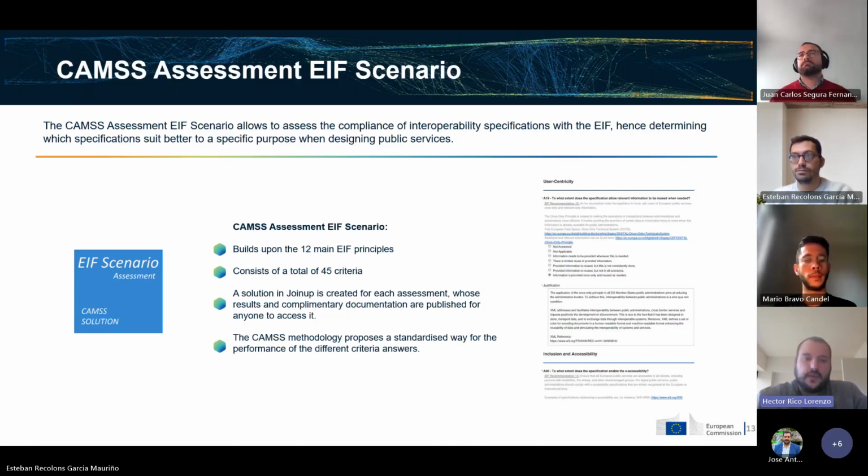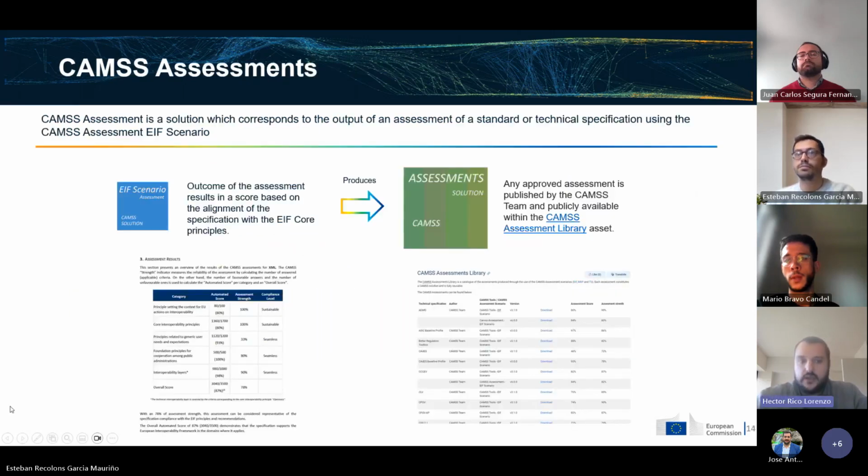And we have also the assessment methodology, which explains and introduces the different criteria according to EIF and how they should be answered. This EIF scenario is based on and depicts the EIF principles, the 12 of them, and consists of 45 criteria, which are split between the different principles of the EIF. The outcome, as I already mentioned, of performing assessments with the EIF scenario, are the CAMSS assessments, which I'll introduce right now.